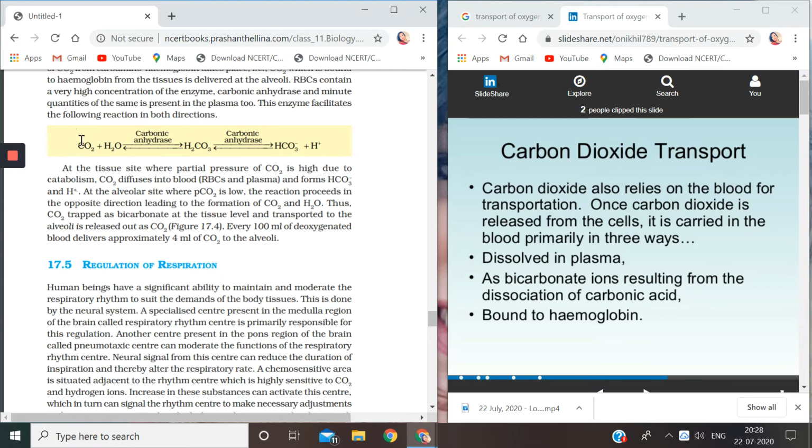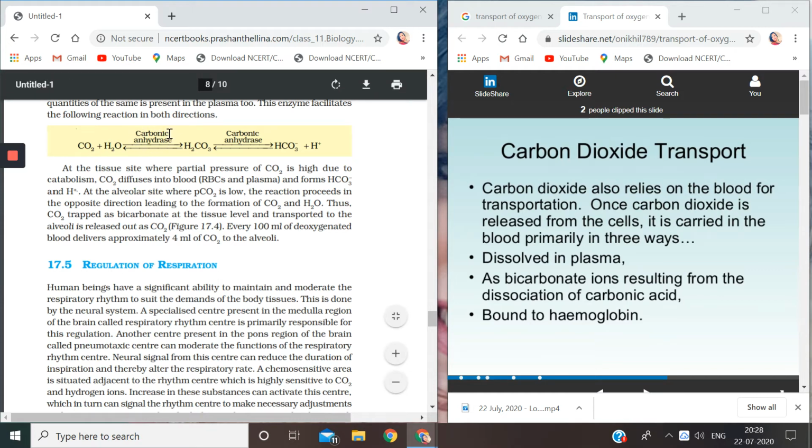What is the reaction? When carbon dioxide combines with water in the presence of the enzyme carbonic anhydrase, what is formed? Bicarbonate is formed, you see. And this bicarbonate, again in the presence of the same enzyme, will split into carbonate ion and hydrogen ion.